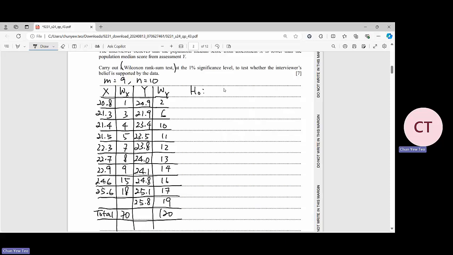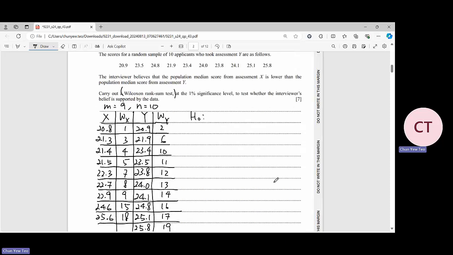For the null hypothesis, we just say that the population median score, Mx, is equal to My, versus the alternative hypothesis that the population median score Mx is lower than My. Okay, so this is what we have.